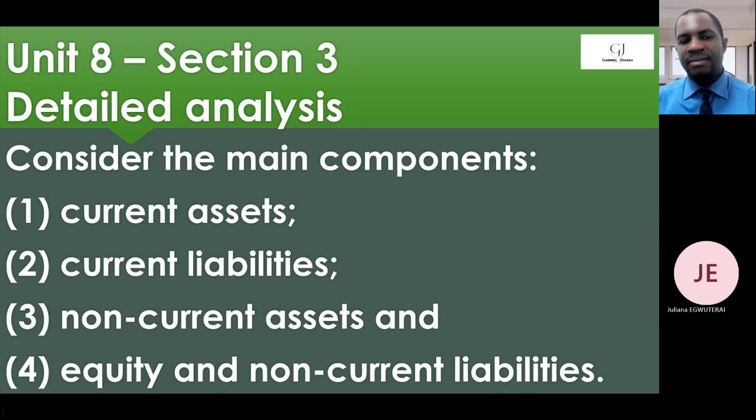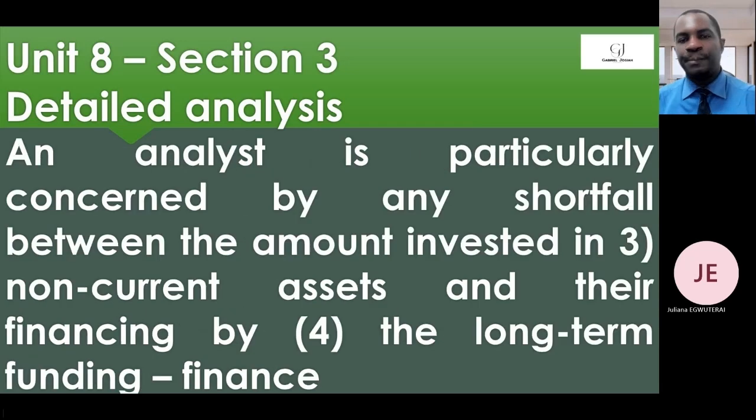So we're to consider these main components. Number one, the current assets. Number two, current liabilities. Number three, the fixed asset, which is our non-current assets. And we're also looking at equity and debt. The debt has to do with non-current liabilities, or non-debt items like deferred tax or other non-debt items in the SFP. So you need to consider these main components when you are doing your detailed review.